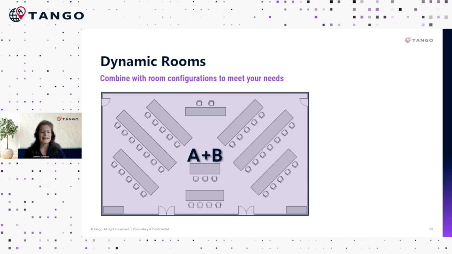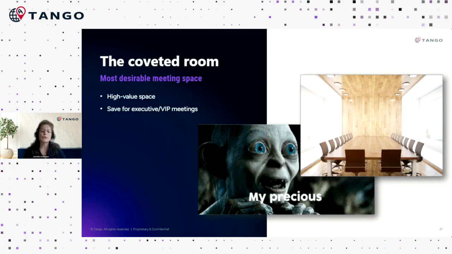Scenario 4. Conference room 100 is the most desirable meeting room and needs to be saved for executive and VIP meetings. Reserve has multiple business rules that can be leveraged to enforce restrictions on certain spaces or user groups. Let's review a popular feature in Reserve for high-value space needing watchful management.